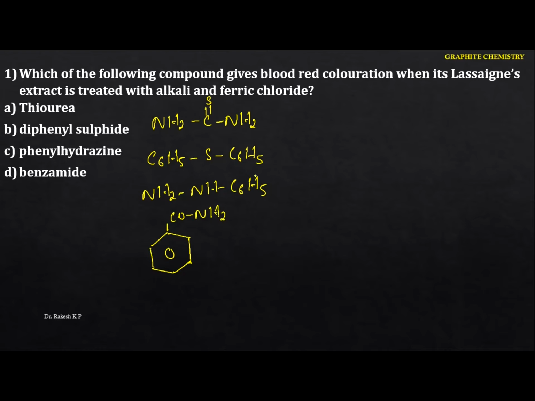Now you have to identify which gives the blood red color when it is treated with ferric chloride. This is the Lassaigne's test, which is used to detect nitrogen, sulfur, and halogen present in the organic compound. In this case, the organic compound contains both sulfur and nitrogen.